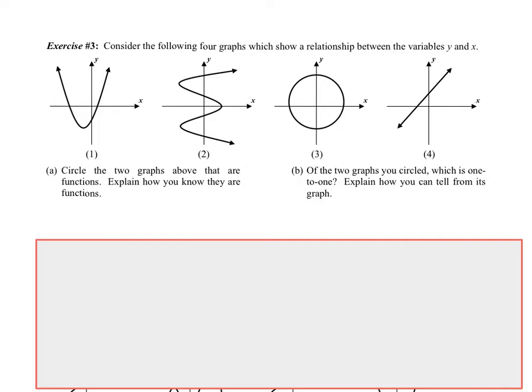I am hoping that you chose graphs 1 and 4 because they pass the vertical line test. None of the x's repeat. Now, if we look at 1 and 4 for part B, we then have to determine which one is one-to-one. Well, it might be obvious to you, it might not.